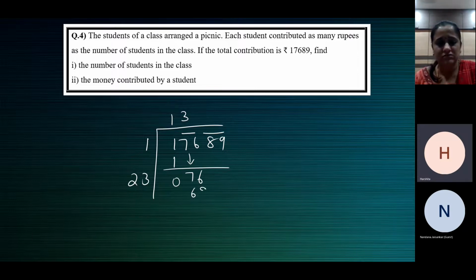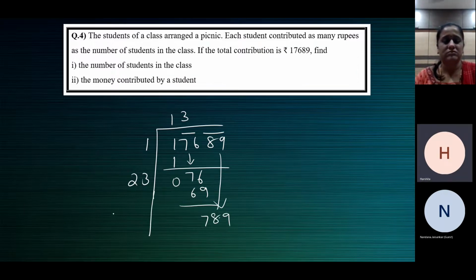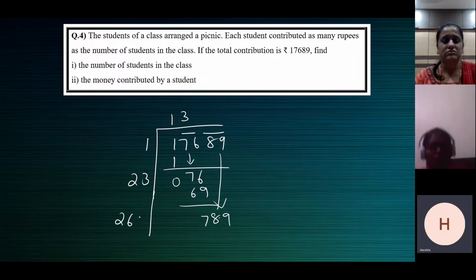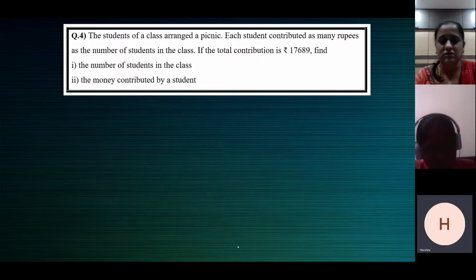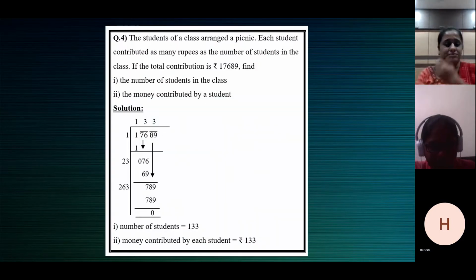After that, I take down 89. And 89 is 2, ma'am. As we should multiply 3 by 2, we get 26. And then 263 into 3 equals 789, ma'am. Very good. Thank you, ma'am. Yeah, correct.